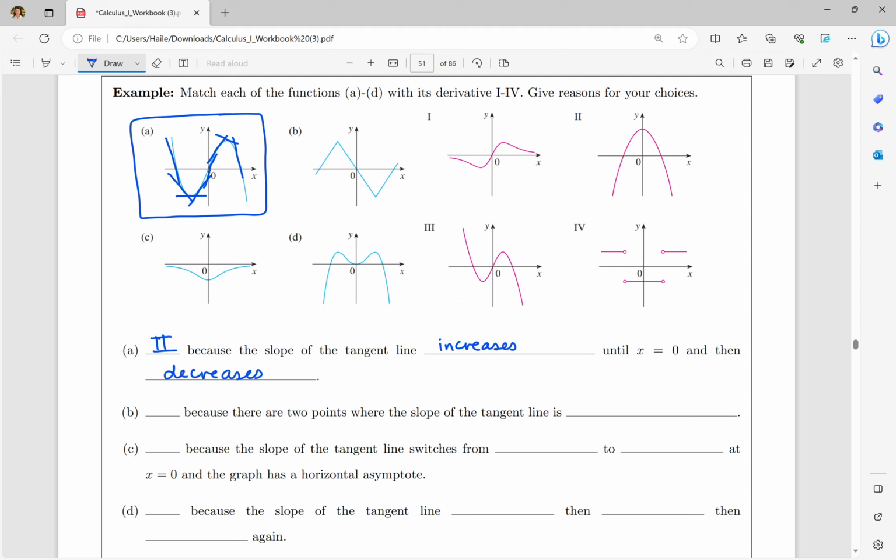So when you're first starting with these, it's definitely a good idea to make sure you're drawing a bunch of tangent line examples along your curve to give yourself an idea of what's happening.